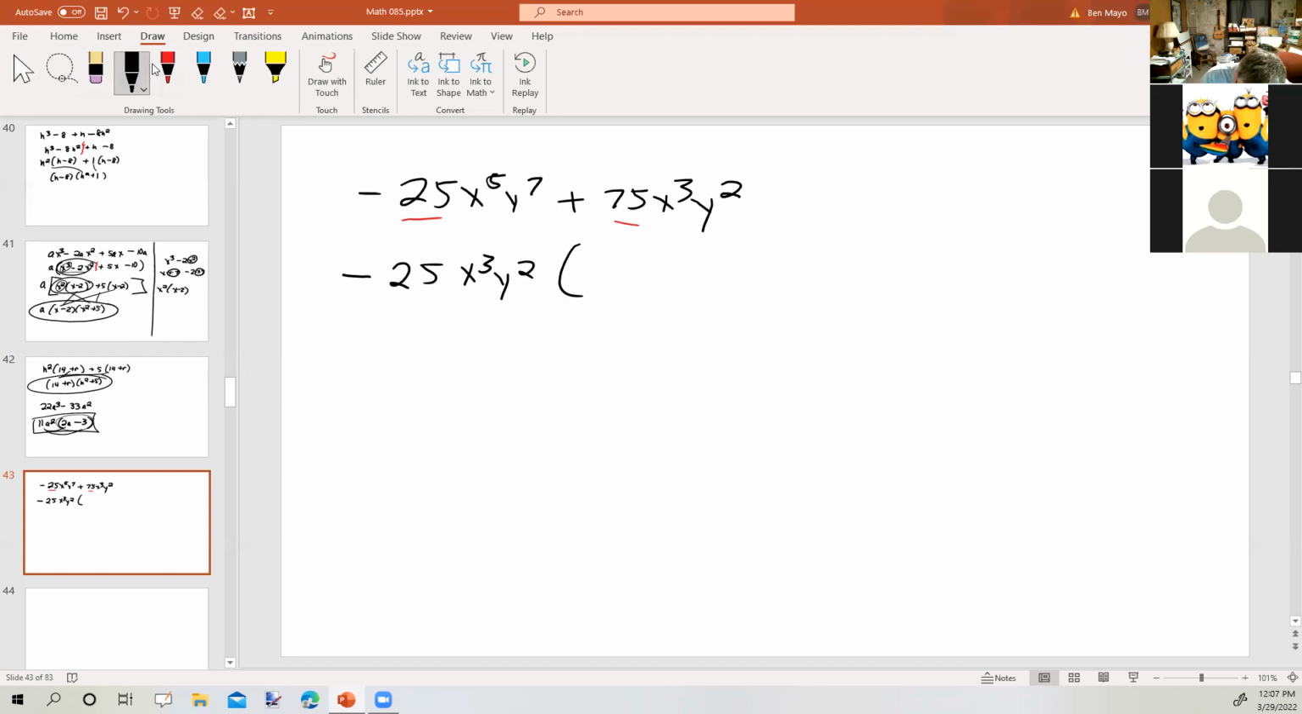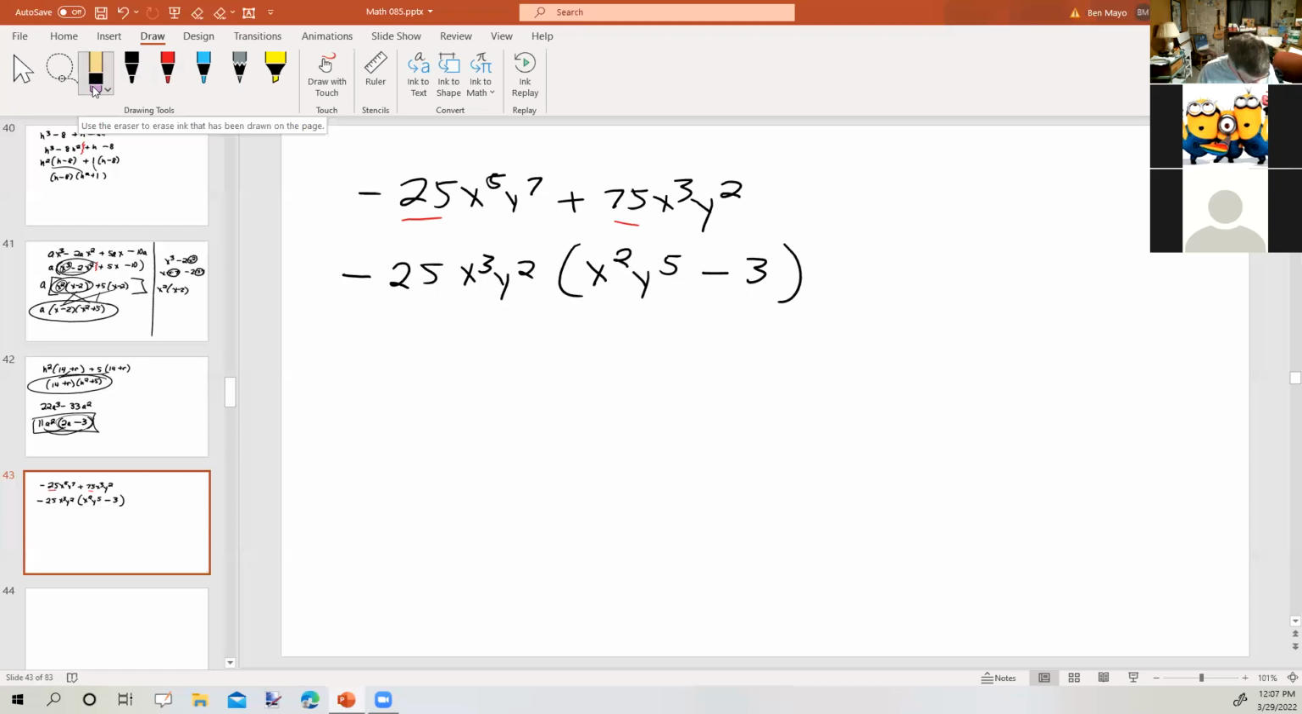So now I've got what? x squared y to the 5th minus 3. Okay, that would give me minus 25 x to the 5th y to the 7th. Good. Minus 75 or plus 75 x cubed y squared. And there's nothing common to those. So there's my final answer.